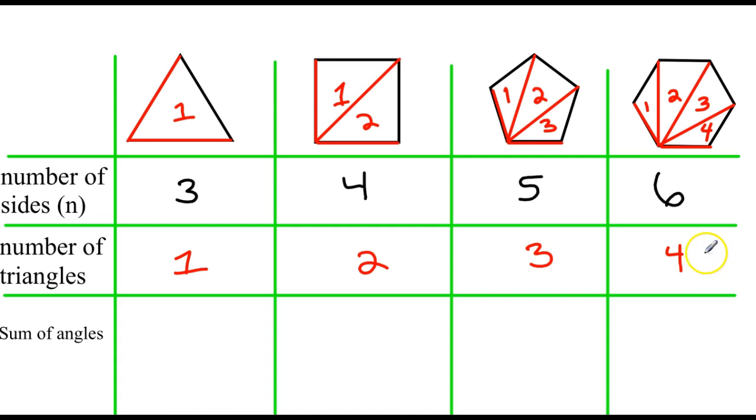But what if I told you a 100-sided figure? You wouldn't want to count all the way up to see how many you got there. So the pattern is, yes, it's increasing by 1 triangle. You increase it by 1 side, you add 1 more triangle to it. But I want you to look vertically here and look for a pattern.